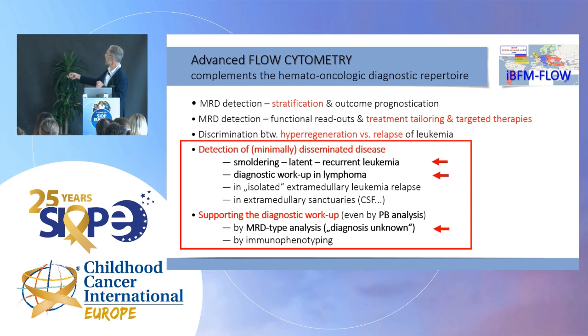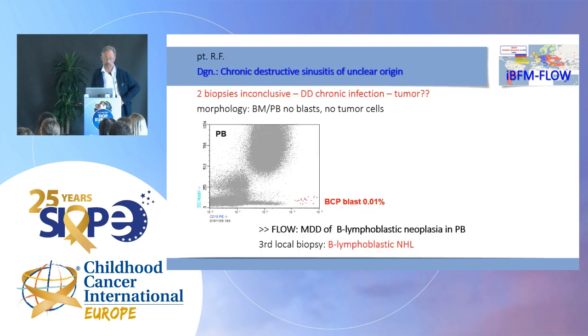This is what we call detection of minimal disseminated disease. Actually, you don't have the diagnosis of leukemia, but you try to make the diagnosis of leukemia even in the situation where it's not full-blown. And this can help in the workup of latent leukemia, which is smoldering, so not fully established, or even in the diagnostic workup of lymphoma. And this is, so diagnosis unknown, and this is where I would like to draw your attention to.